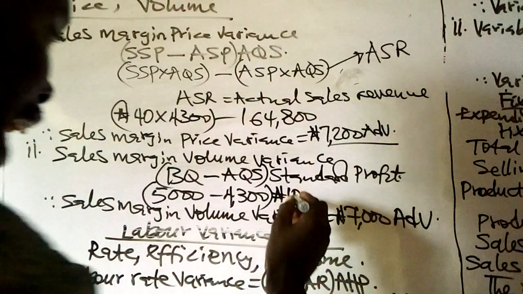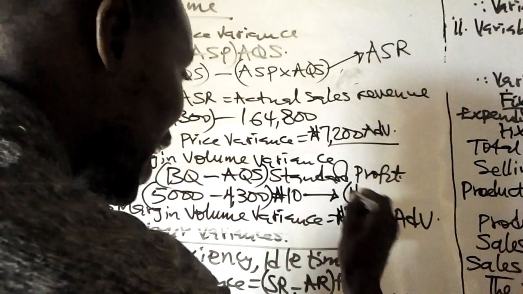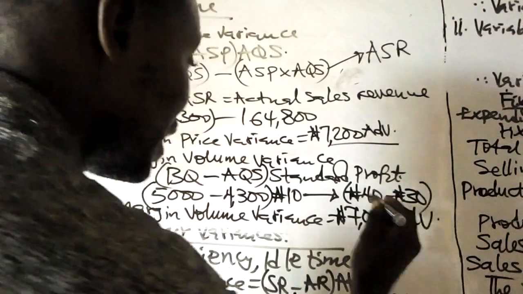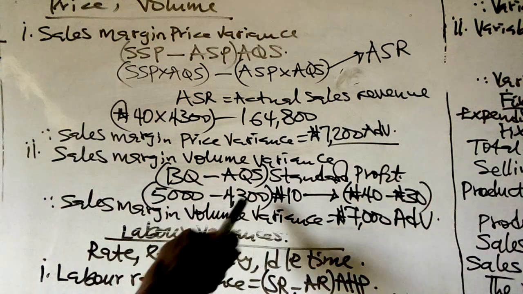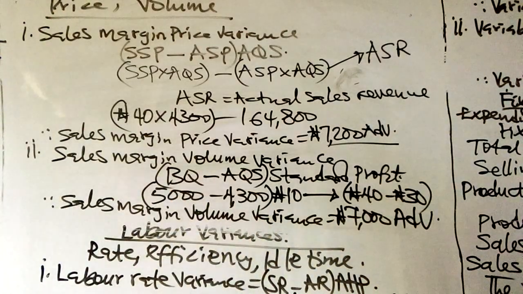Don't forget, this standard profit is the difference between the 40 naira, which is the standard selling price, and the standard cost of 30 naira. That is how I got the 10 naira. So this is adverse because the actual quantity you sell is lower than the quantity you budgeted to sell. That is why it is an adverse variance.